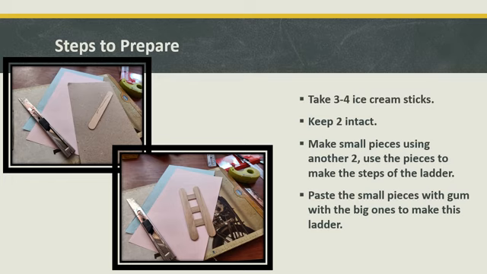Now we have taken used ice cream sticks. These are also available in the market in fresh form, and we can use those also. We have kept two ice cream sticks intact and cut small pieces out of two other ice cream sticks. We have used those small pieces as the steps of the ladder and the two intact sticks as the two side pieces of the ladder. Thus we have made a ladder using gum and tape with the ice cream sticks.